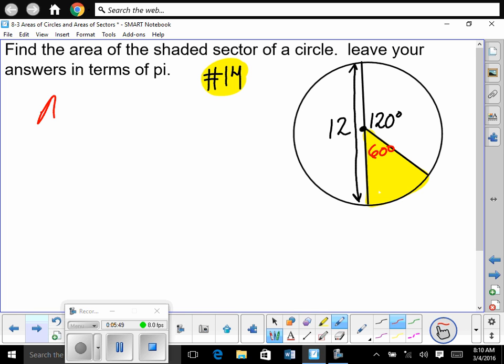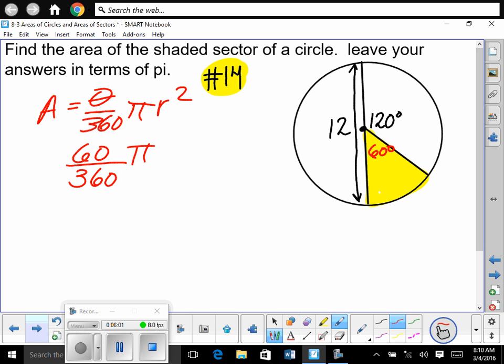So we know area is equal to theta over 360, that piece over the full circle, times by pi r squared. Our theta is 60, so 60 over 360 times pi times by our radius squared. Careful. In the picture, are we given the diameter? Yes. So the diameter is 12, therefore what would the radius be? 6. So this is 6, so our radius is 6. So pi times 6 squared. So now we'll just type it into our calculator. 60 times 6 squared divided by 360, which is 6. So we get 6 pi.